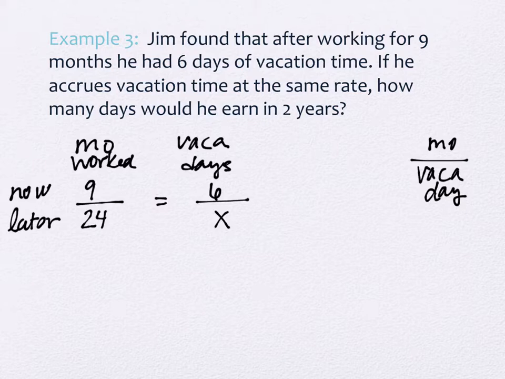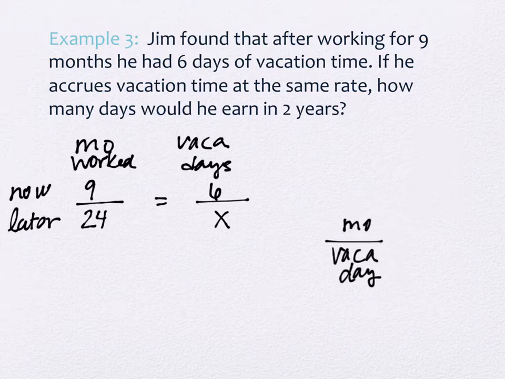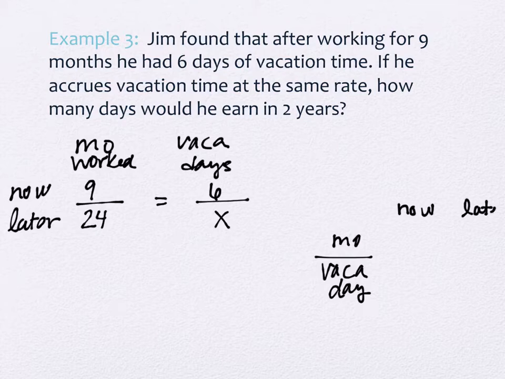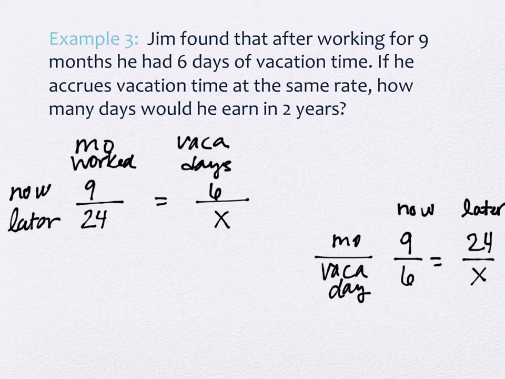Okay, does everybody see where this is setting up? Let me just show you the other setup. We're not going to solve them both because they solve exactly the same way. But if we think about it like this, where it's months over vacation, we would have the now and the later on either side like this. And we would have the same values with the same corresponding verbal descriptions, right? The now months worked is 9. The later months worked would be 24. The now vacays would be 6, and the later vacays we don't know, and that would be X. So it's an equally good setup. There's nothing wrong with it. We just need to pick one and use it.